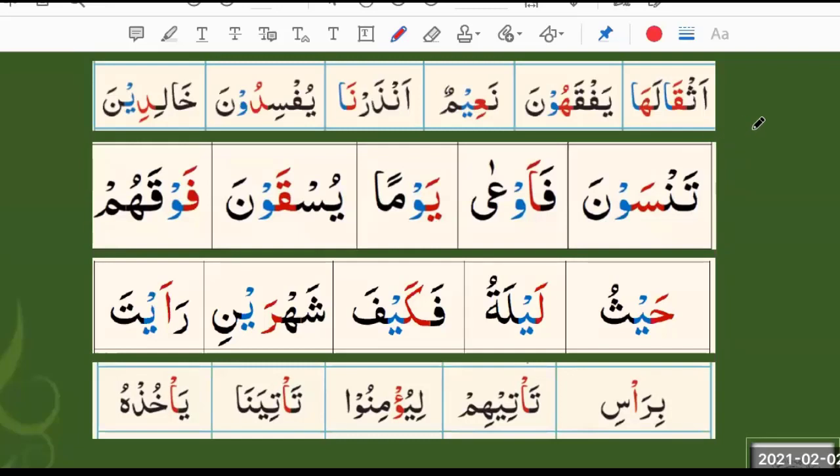A minute ago, he said a'udhu, two separate sounds. Okay. A'udhu billahi minash shaitanir rajim. Bismillahir rahmanir rahim. Asqalaha. Again. Asqalaha. Qa is a thick sound. Asqalaha. Well done. Yafqahuna. Don't prolong qa. Yaf, only one second. Qa is one second. Yafqahuna. Well done.